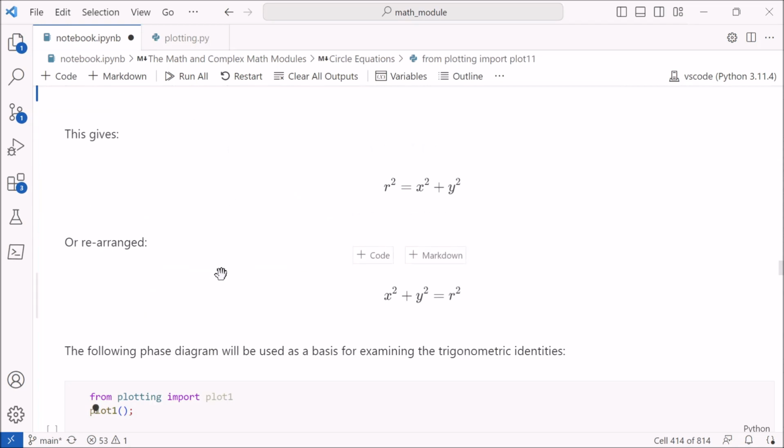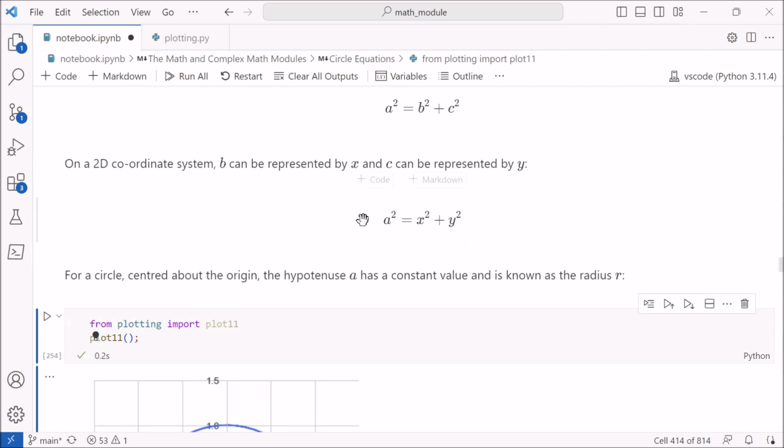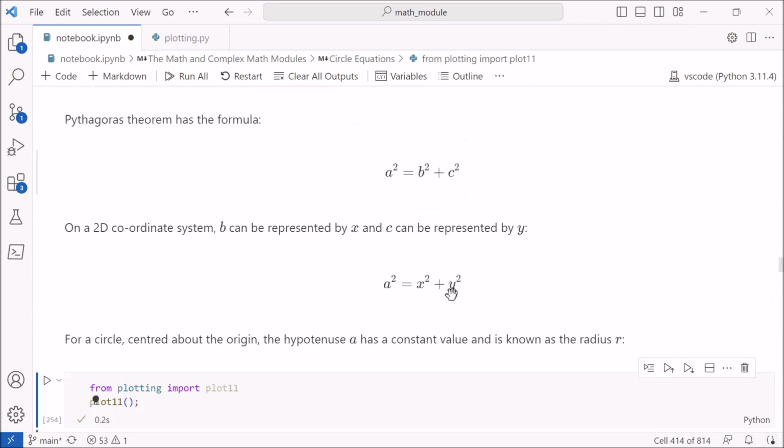So if we rearrange this equation, we've essentially got r squared equals x squared plus y squared. So remember, r squared was a squared, and x squared was b squared, and y squared is c squared.